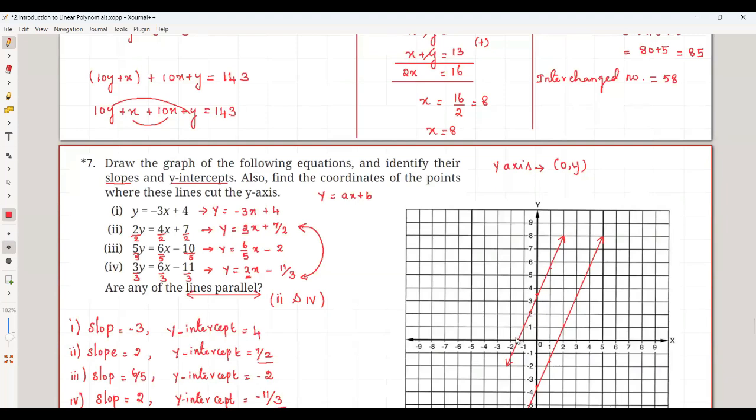Keep remembering these two points. Any point on the x-axis is x, comma 0. For example, 1, comma 0, 2, comma 0, 3, comma 0, 4, comma 0 will be on the x-axis. On the y-axis, it is 0, comma 1, 0, comma 2, 0, comma 3, 0, comma 4. So 0, comma y in general.